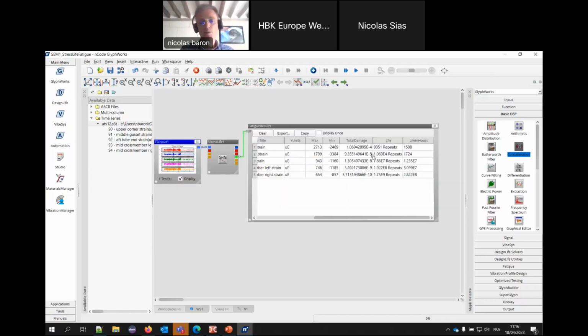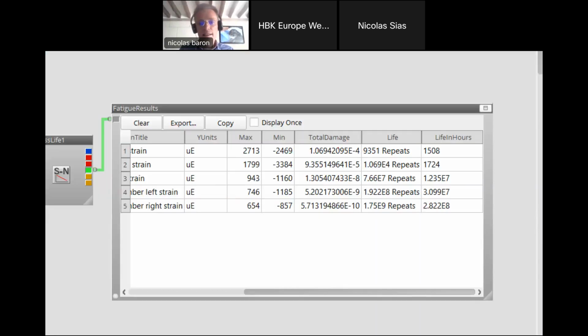And finally, what we are really after and what ENCODE Glyphworks calculates for you automatically. That is here the total damage, the life in terms of repetition of the input signals. So here, these are the strain gauges recordings. And finally, I've decided to express that result, that fatigue result, in terms of hours.